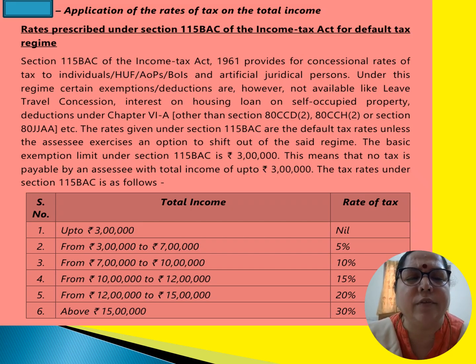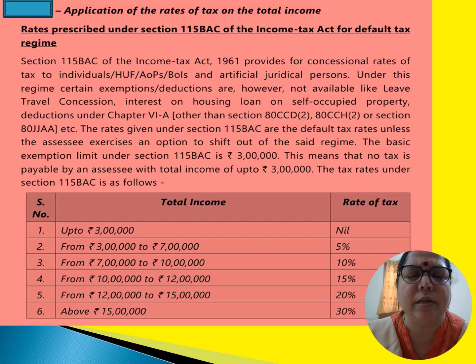Now, under this default tax regime, certain exemptions or deductions are not available, like leave travel concession, interest on housing loan on self-occupied property, deductions under Chapter 6A, other than Section 80CCD(2) and 80CCH(2) or Section 80JJAA, etc. The rates given under Section 115BAC are the default tax rates unless the assessee exercises an option to shift out of the said regime.